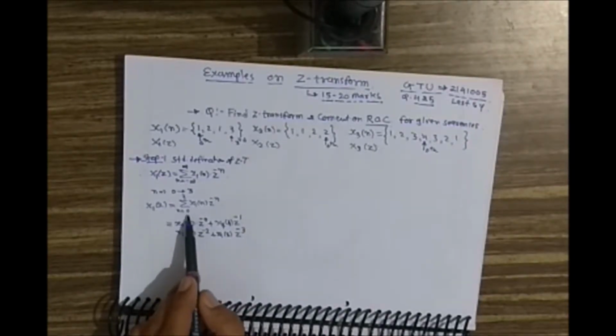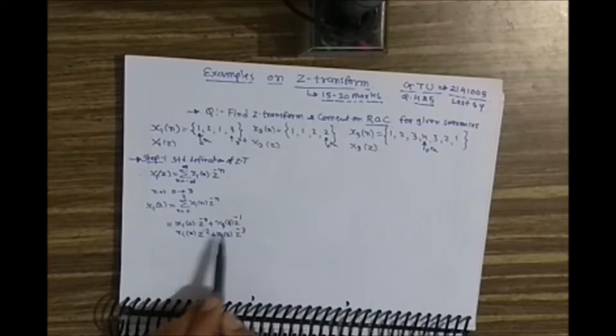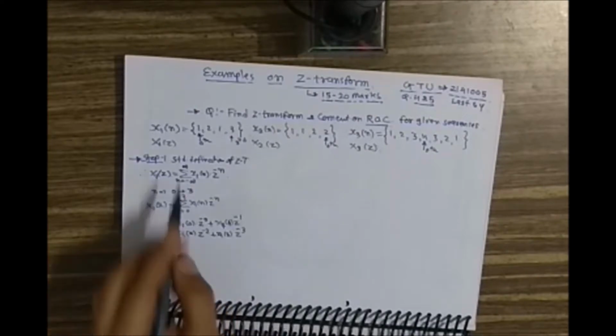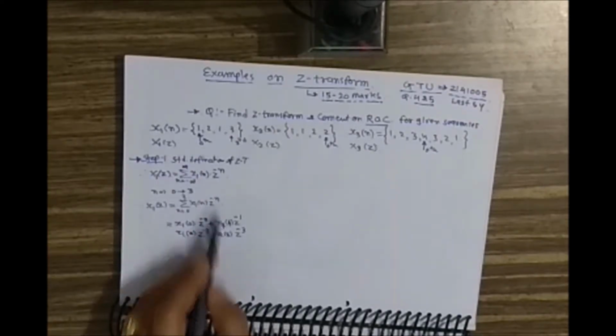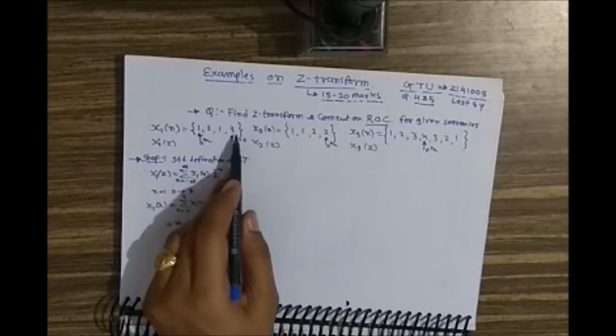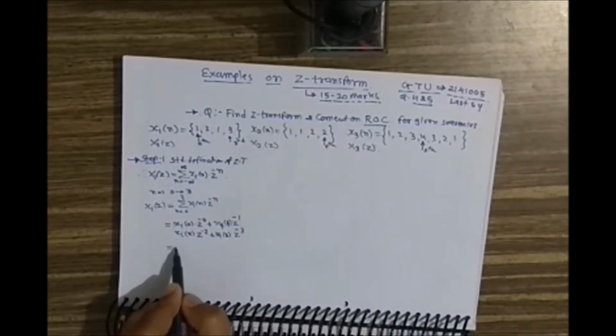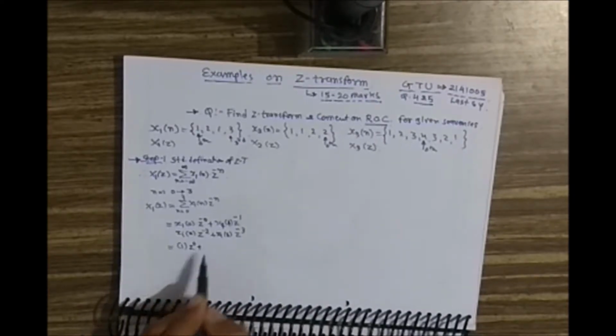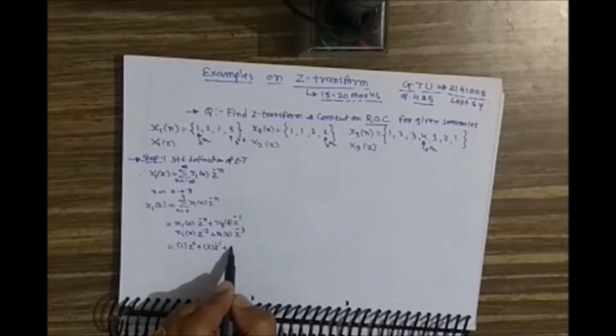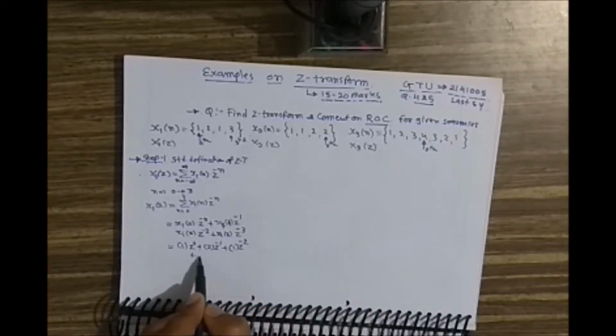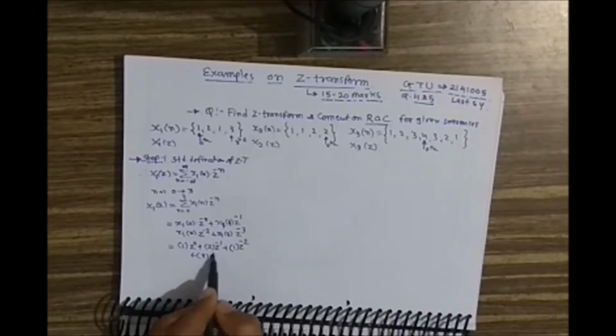So we put n equal to 0, then 1, then 2, then 3. Now put the values: x1 of 0 means amplitude 1, x1 of 1 means amplitude 2, then x1 of 2 and x1 of 3, and the power of z. So this will become x1 of z equals 1 into z raised to 0 plus 2 into z raised to minus 1 plus 1 into z raised to minus 2 plus 3 into z raised to minus 3.